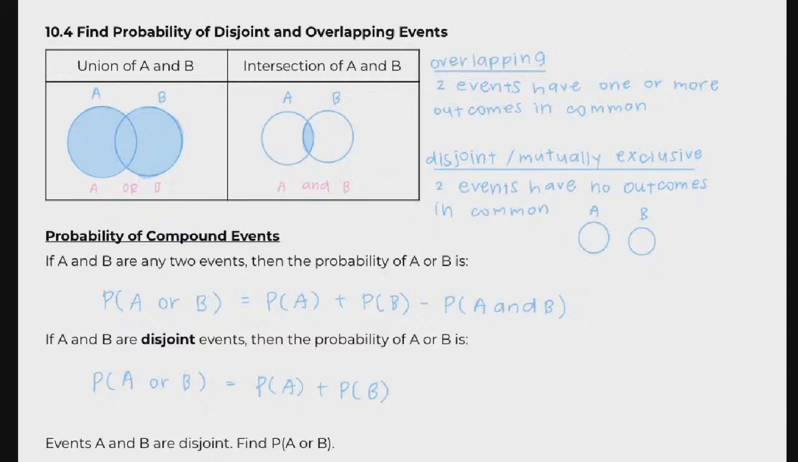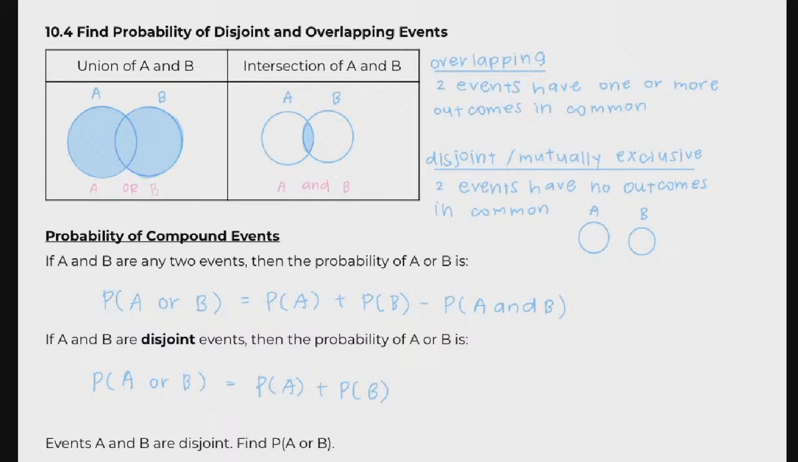Today I'll be going over 10.4, which is find probability of disjoint and overlapping events. The union of A and B would mean anything that happens in A or B. So if it occurs in A or occurs in B, that's the union. And the intersection of A and B would be where it occurs in both. So in a Venn diagram, it would be the middle section where they overlap.